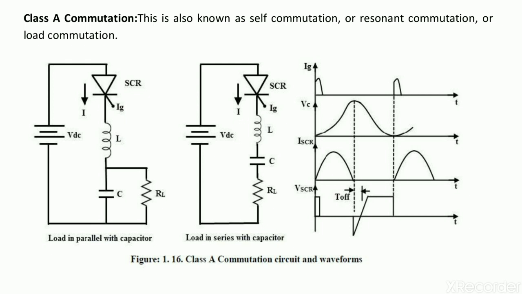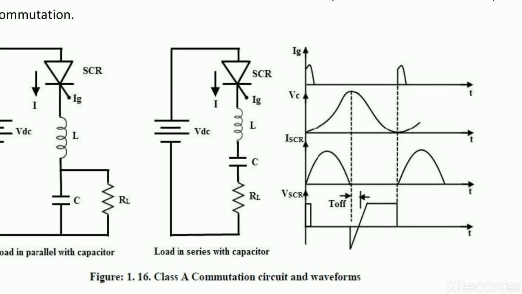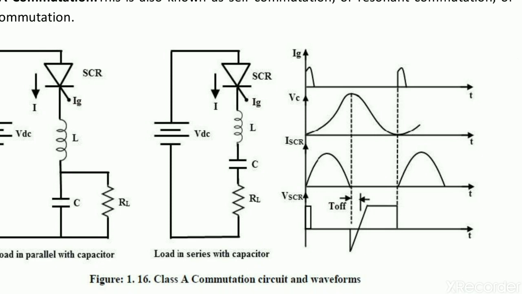In the next circuit diagram, the capacitor and the load resistance and the inductor are all in series. That means L, C and RL are in series. Here also there is a DC supply, because force commutation happens only with a DC supply; the supply should be direct current. And the third diagram is the waveforms of class A commutation.